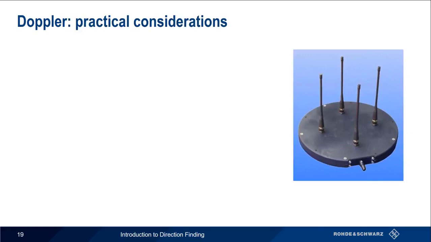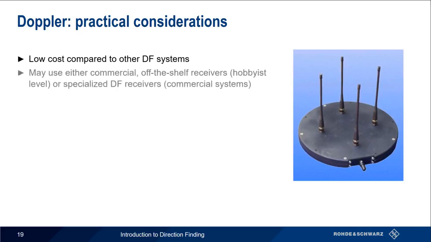The first of the practical considerations regarding Doppler DF is something we've mentioned several times already. It's relatively low cost compared to other DF methodologies. Part of the reason why Doppler is so low cost is that it's possible to build a Doppler system using simple vertical antennas and an off-the-shelf receiver. Commercial Doppler DF systems usually have a specialized DF receiver for better performance. There are also a few drawbacks that are inherent to Doppler DF.